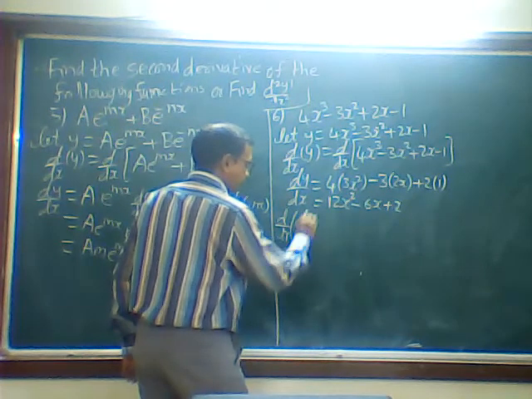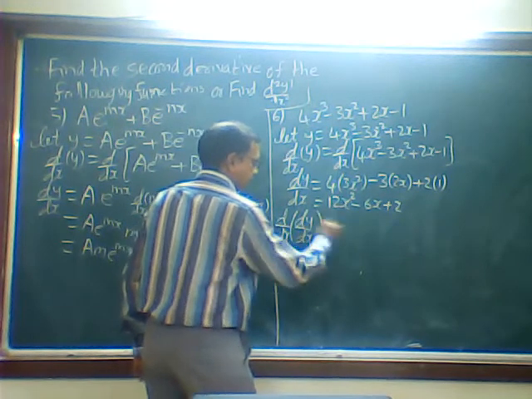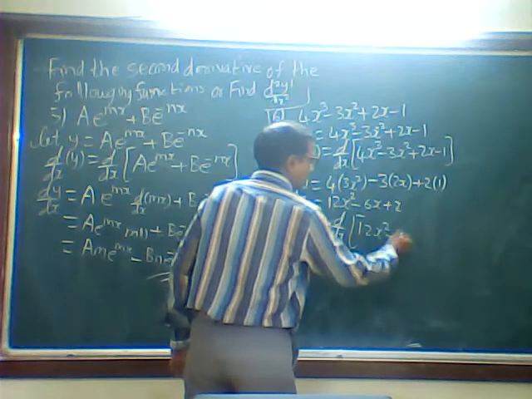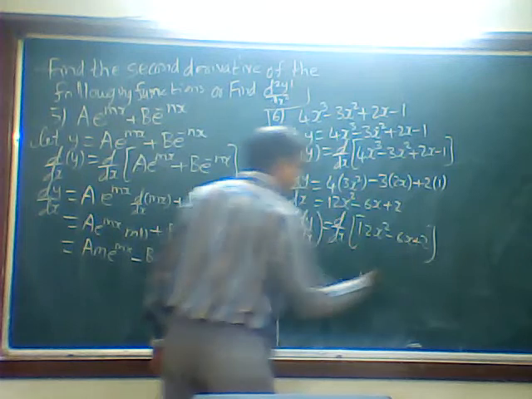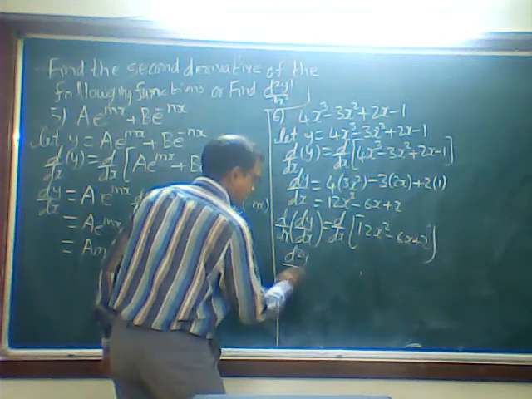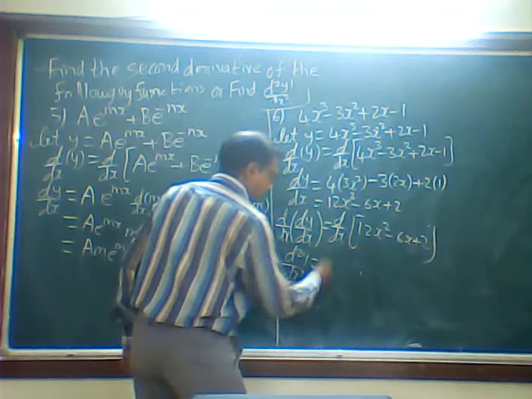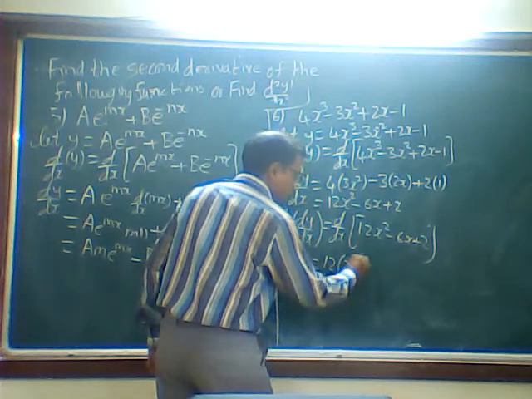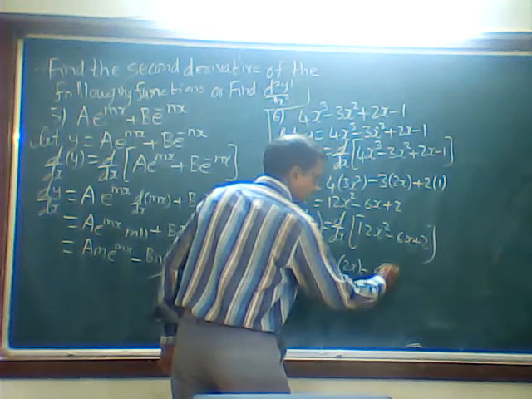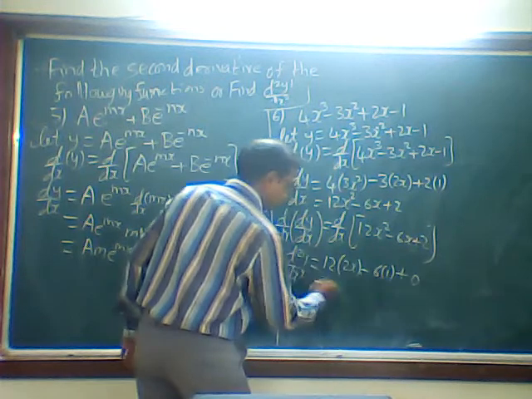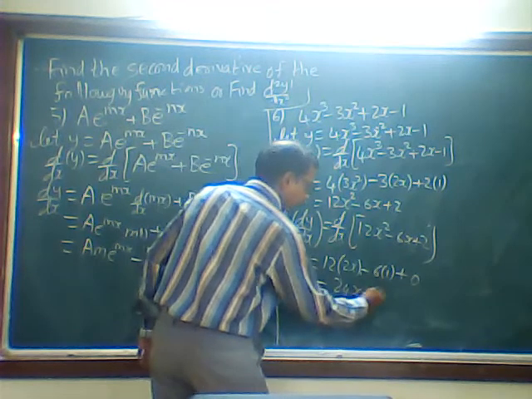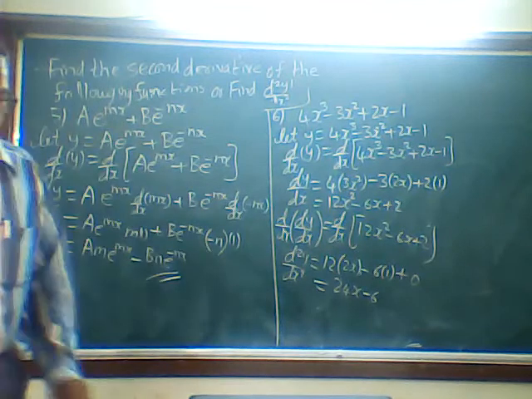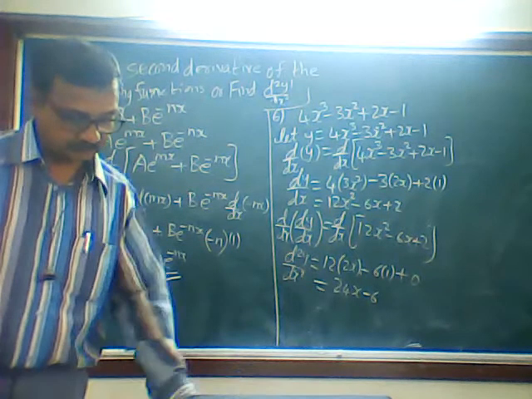Now d by dx of dy by dx. So 12x square minus 6x plus 2. So d square y by dx square. So 12 as it is, d by dx of x square is what? 2x. Minus 6, d by dx of x is 1, plus 2 is 0. So 12 2s are 24 minus 6. 24x minus 6. Okay. So this finishes your this one.